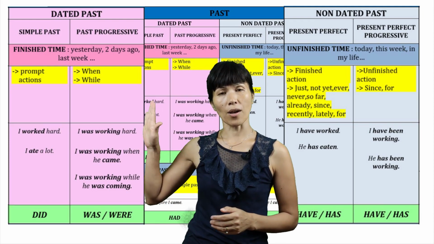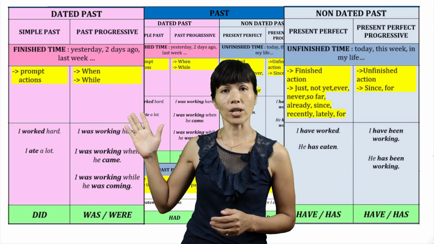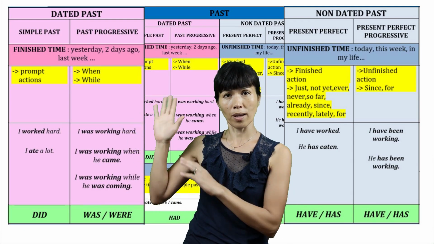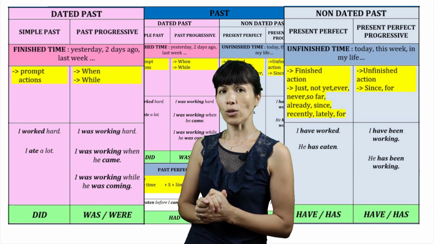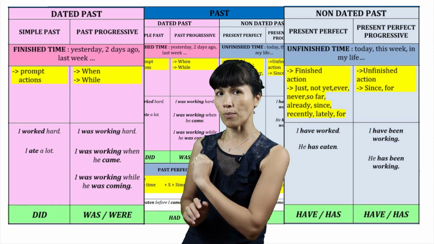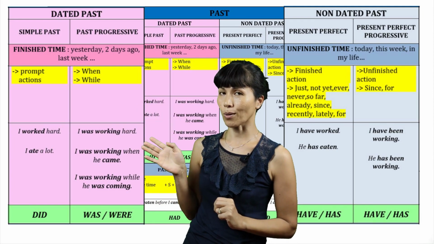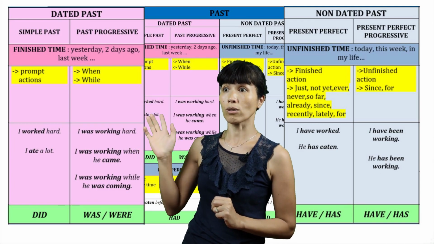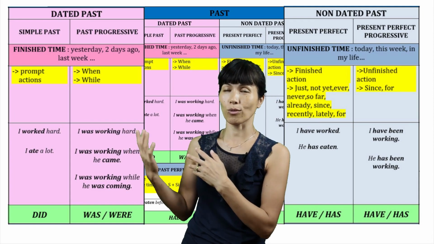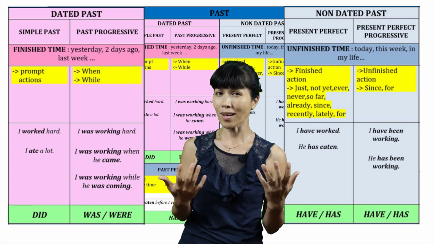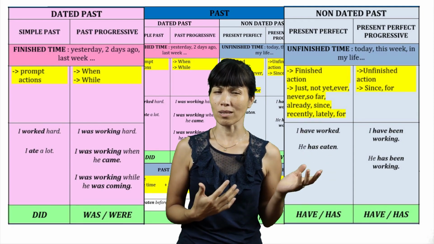So it's going to be on the pink part of my chart. And in the pink part of my chart, you have two kinds of dated past. You have the simple past and you have the past progressive. Now, which one to choose? This is another challenge. Should I put my sentence in the simple past or the past progressive?